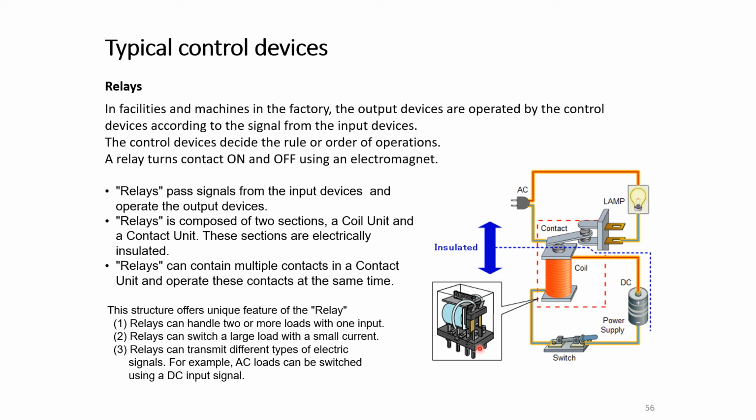Relays can transmit different types of electric signals. For example, AC loads can be switched using a DC input signal. Okay, basically feature 3 is very similar to feature 2.